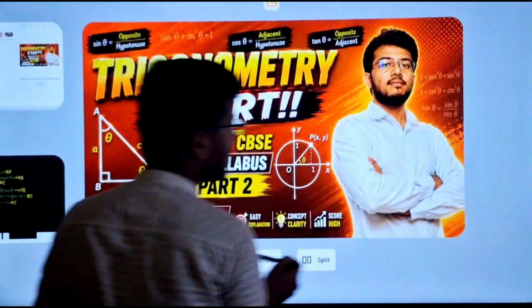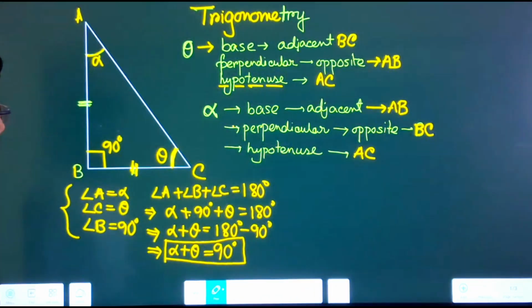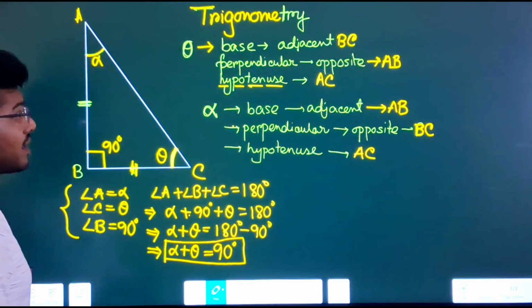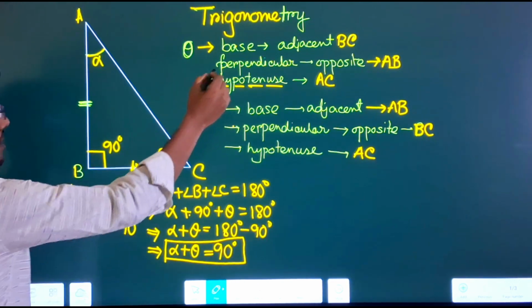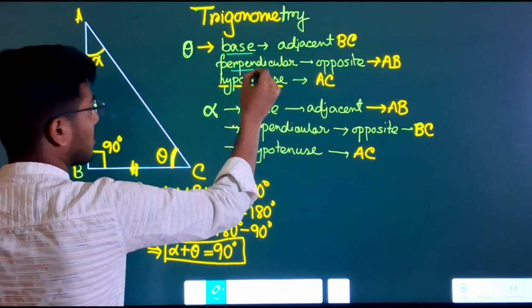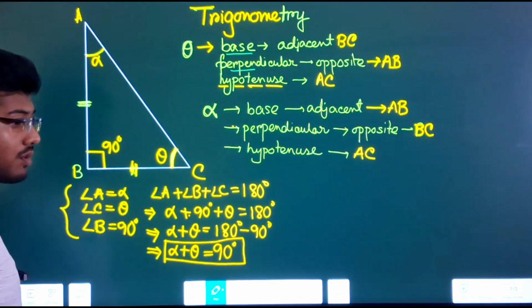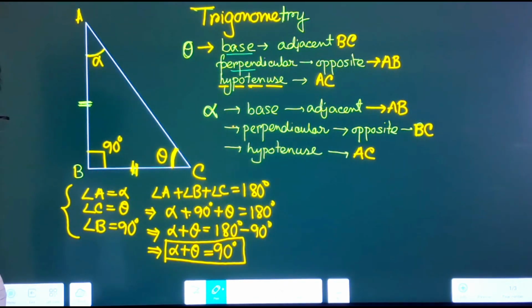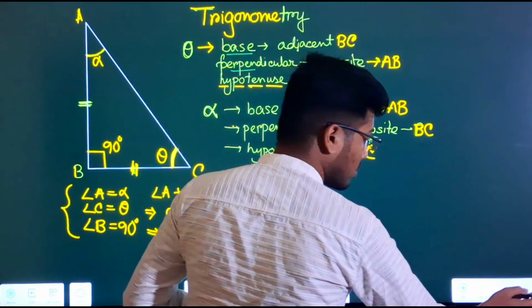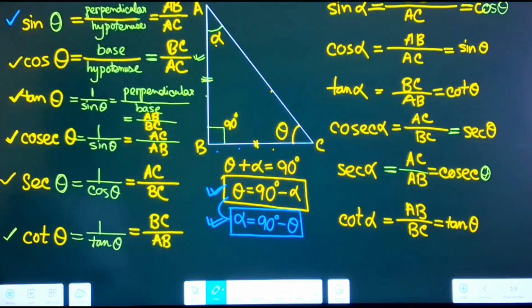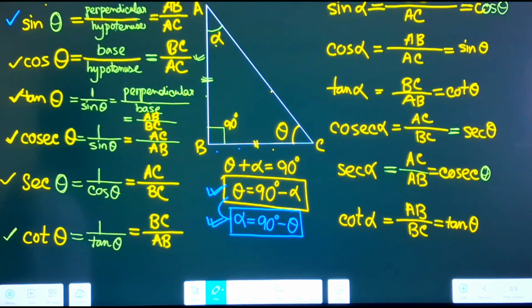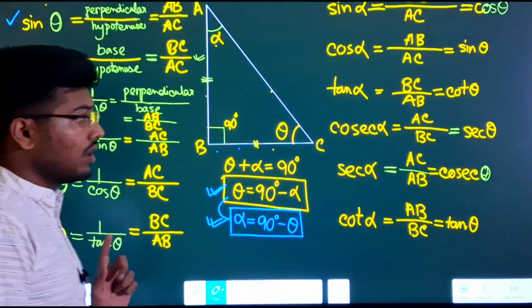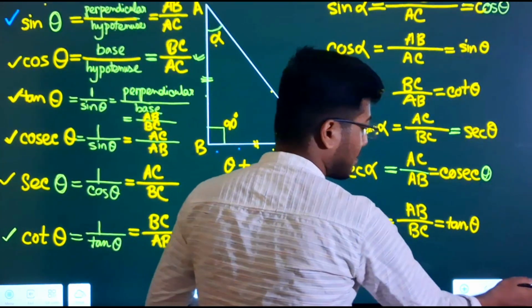At first, this is the basic concept of trigonometry which I already discussed in the previous class. At first you have to know which are the base, which are the perpendicular, and which are the hypotenuse of a right angle triangle. In the previous video, the part 1 video, I already discussed the definition of trigonometric functions according to the angle theta and the angle alpha.